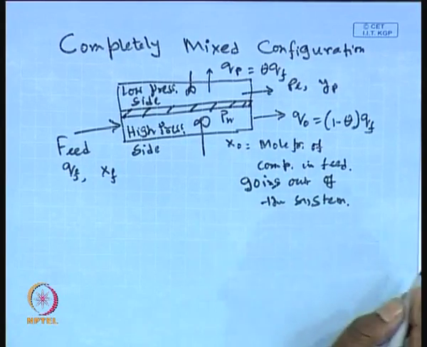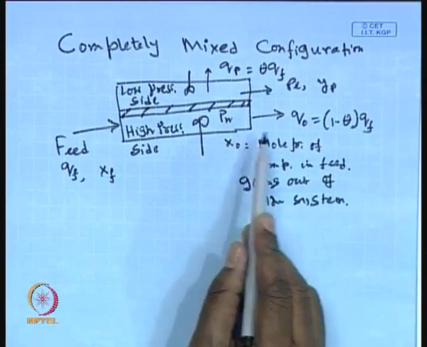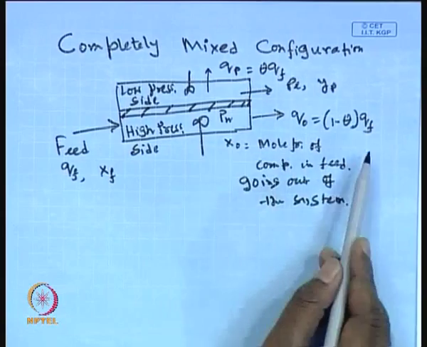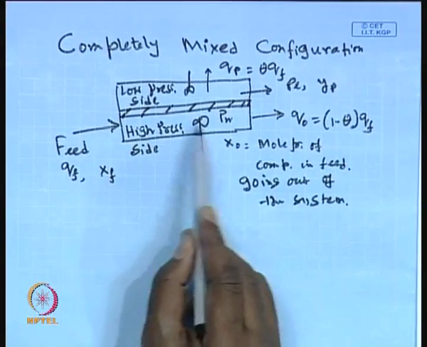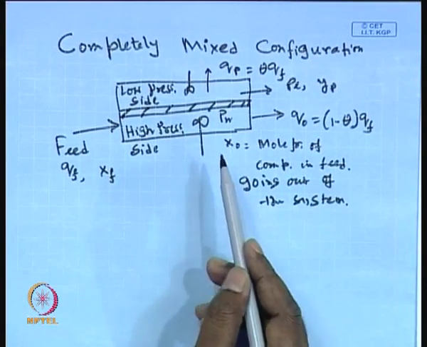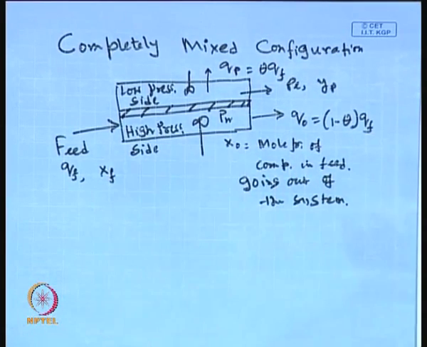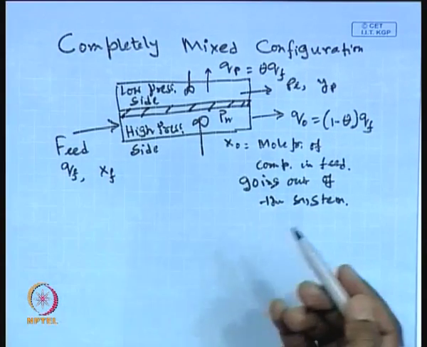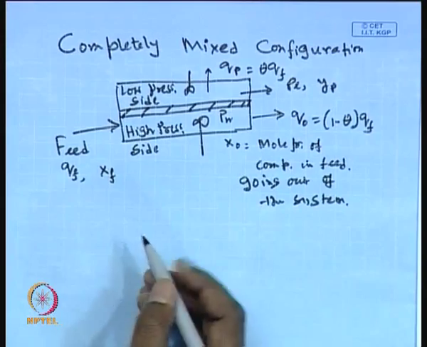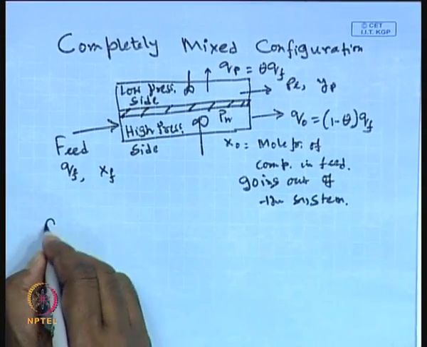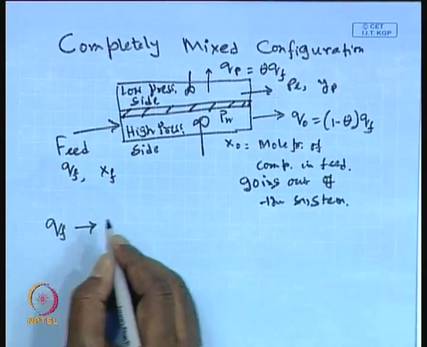Observe that the quality of the permeate going out of the system is assumed to be the same as inside. It is an assumption regarding the CSTR analysis. That means whatever concentration is going out of the system will be the same concentration within the reactor, because it is a stirred tank reactor. It is a completely mixed reactor.